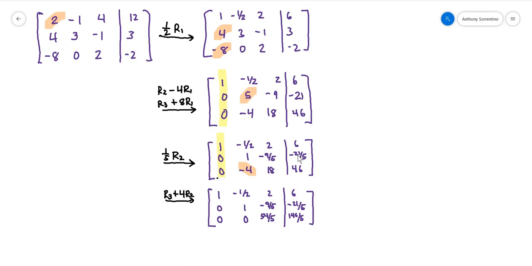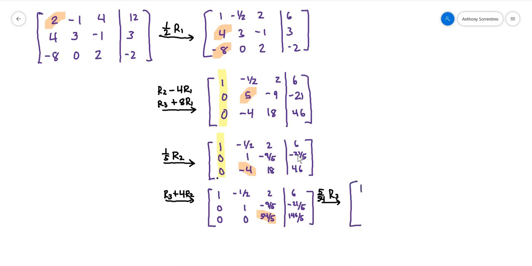I'm almost done. The last thing I need to do to get this in the row echelon form is that this has to become a 1. And so my row operation, I'll just move it over this way so it doesn't get too low, is going to be 5 over 54, the reciprocal, times row 3.